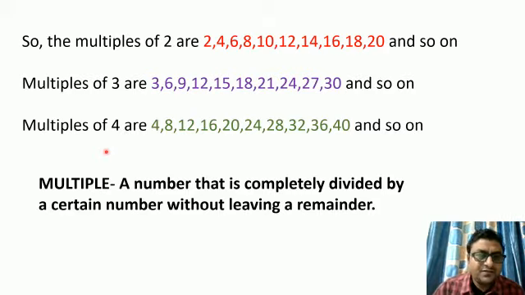So multiples are numbers that are completely divided by a certain number without leaving a remainder. So these multiples of 4 are 4, 8, 12, and these are the numbers that are completely divided by 4. See, 40 is completely divided by 4, no remainder. 36 is divided by 4, 32 is divided by 4, 28 is completely divided by 4 without leaving a remainder. So these are the characteristics of multiples.